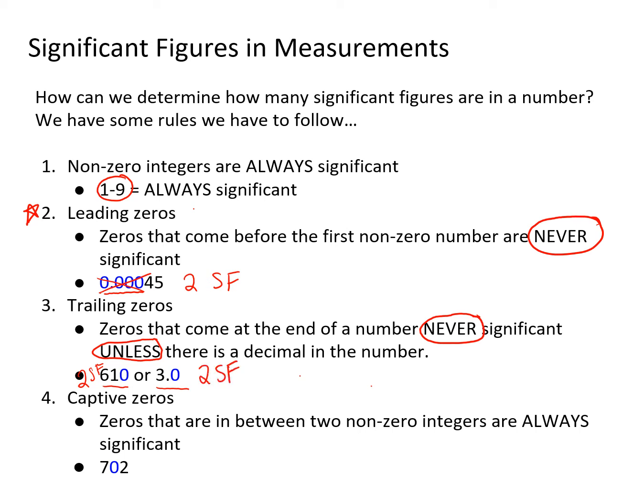The last type of 0 that we're going to be talking about is a captive 0. Captive zeros are zeros that are in between 2 non-zero integers. These types of zeros are always significant. They're going to be the ones that are captured between 2 other numbers, like we see here in 702. Because that 0 is stuck between the 7 and the 2, it becomes a significant figure, and this would have a total of 3 significant figures.